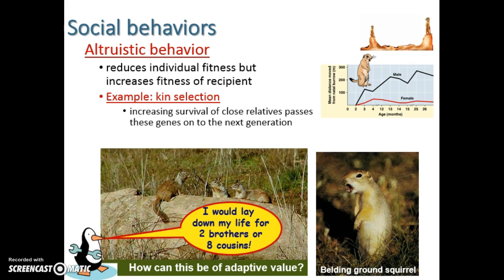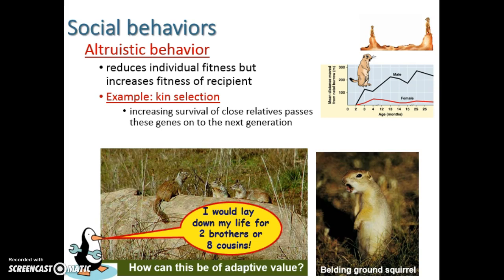Very closely aligned with the idea of cooperation is altruism. An altruistic behavior is one that reduces an individual's fitness but increases the fitness of the rest of the population. So it occurs within a species, and one member of that species may sacrifice its own ability to survive in order to help the other members of its species survive.